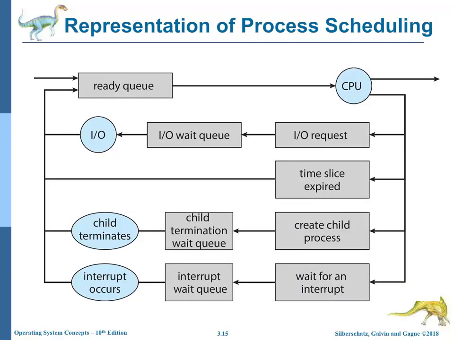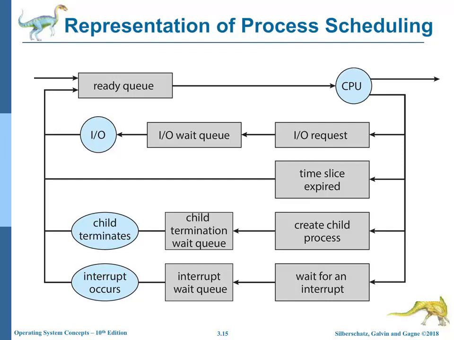This figure shows a queuing diagram. The arrows indicate the flow of processes in the system. A new process is initially put in the ready queue. It waits there until it is selected for execution, or we call it dispatched. Once the process is allocated a CPU core and is executing, one of several events could occur. The process could issue an I/O request and then be placed in an I/O wait queue.